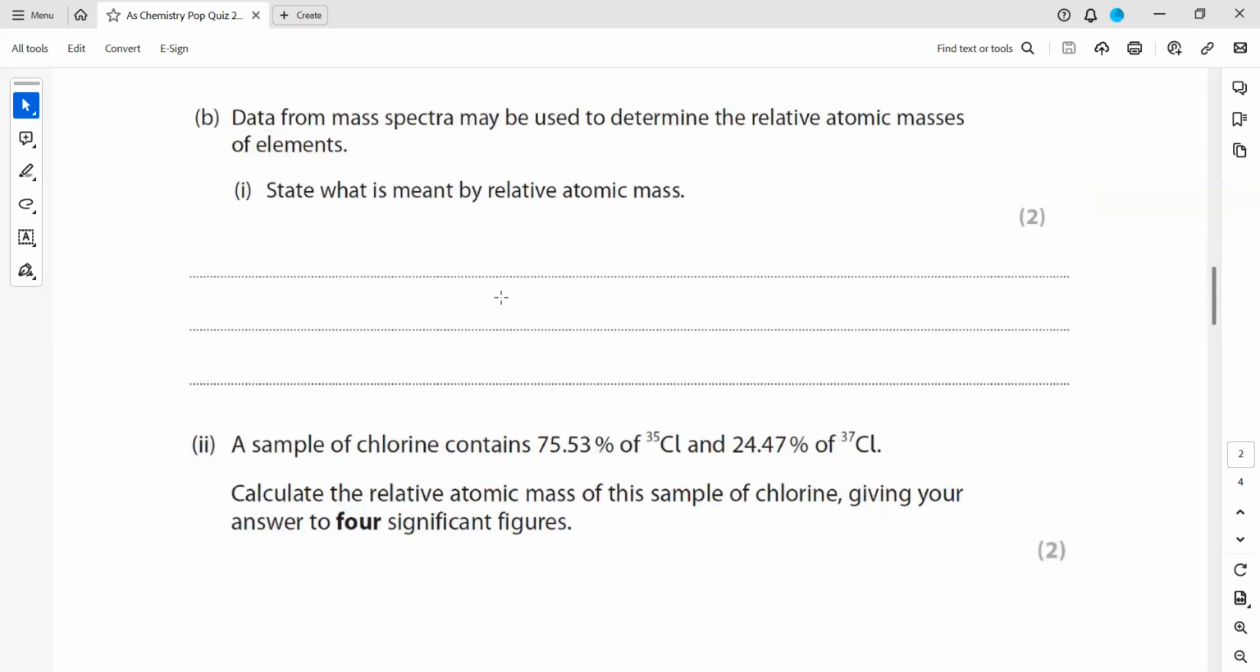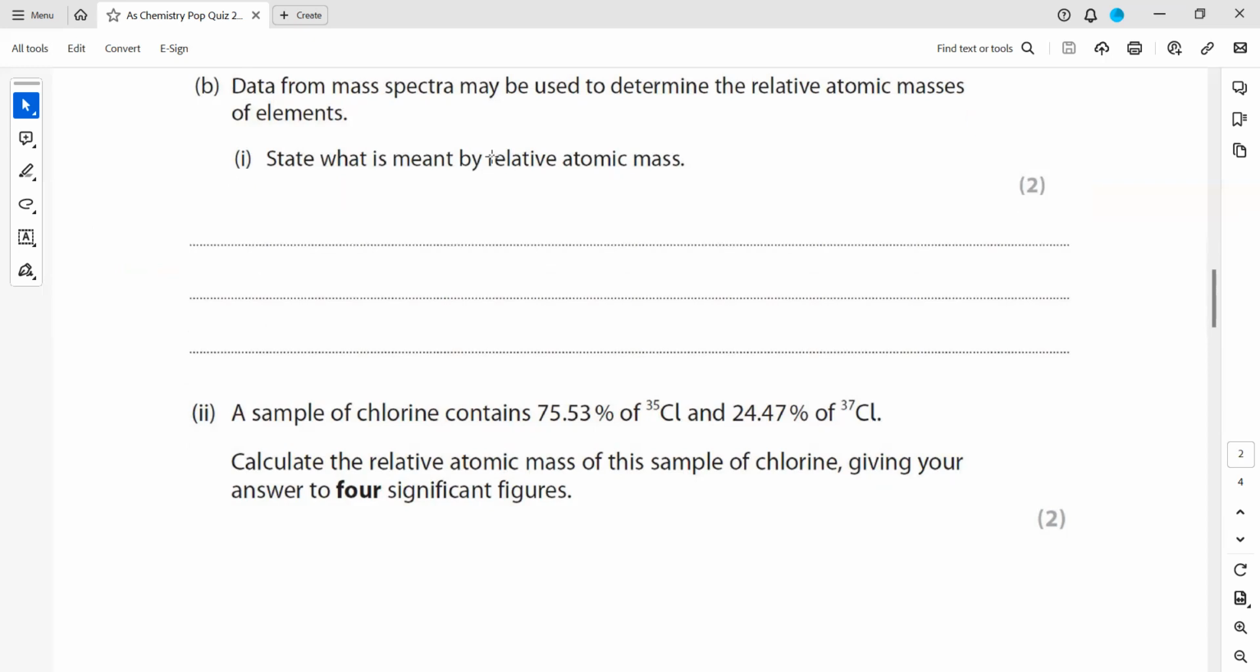In part B, the data from mass spectra may be used to determine the relative atomic mass of an element. What is meant by the relative atomic mass? This is a standard definition you have to learn. Relative atomic mass is the average mass of an atom, or average mass of an element, compared with the 12th part of carbon 12.